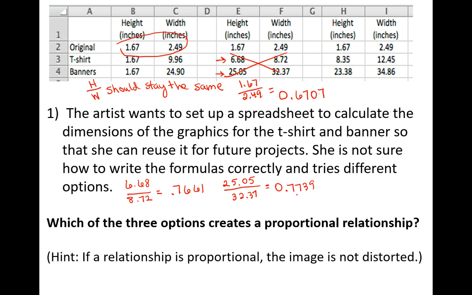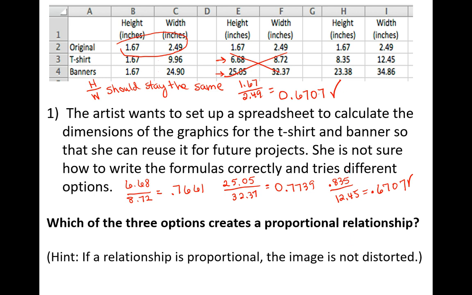Let's try this last one. I do the ratio of 0.835 to 12.45. I get 0.6707. Oh, that's what I'm looking for. That's the original. So this is the t-shirt.